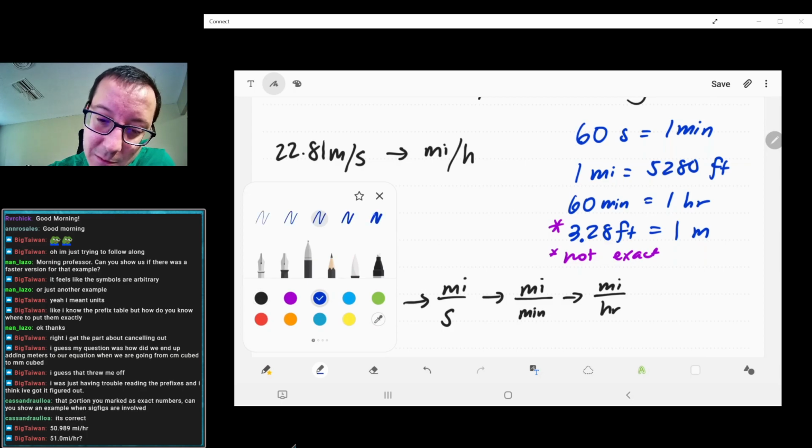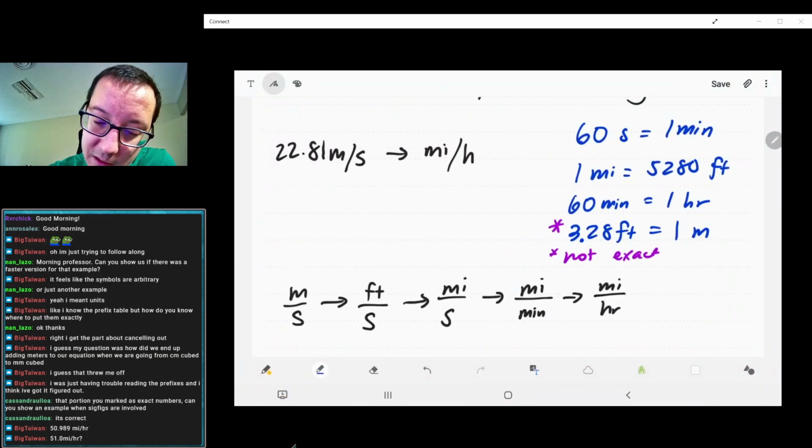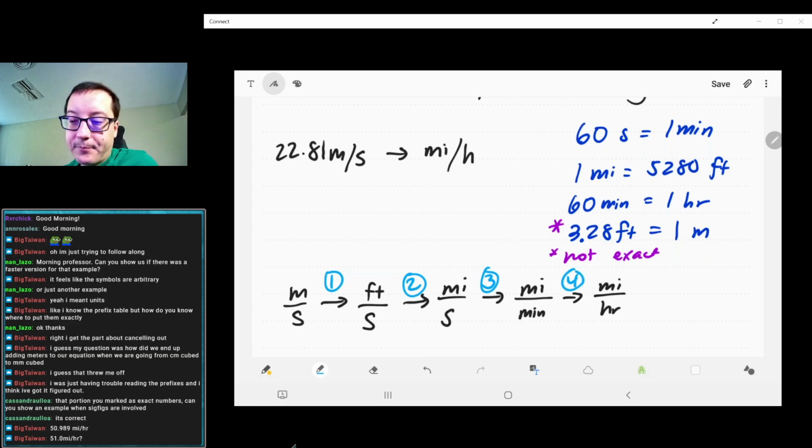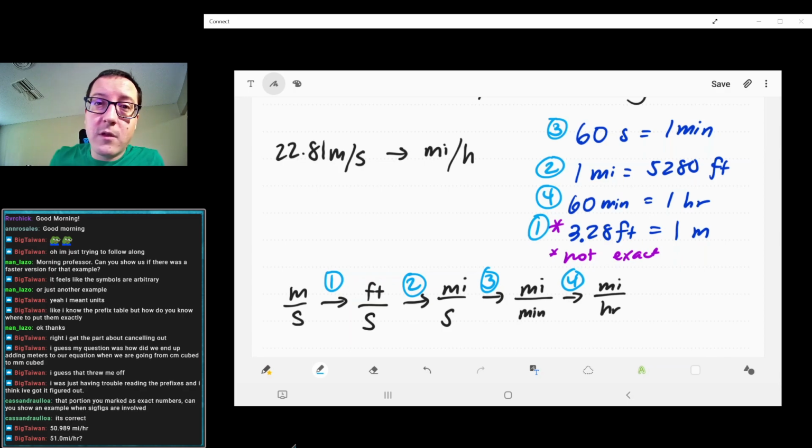And so, as you can see, we have 4 arrows. I have to use light blue this time just so we're not all using the same colors. Okay. 4 arrows means 4 conversion factors. Our first conversion factor is between meters and feet. Our second one is between feet and miles. Our third one is between seconds and minutes. And our fourth one is between minutes and hours. So those are the conversion factors we're going to be using here. And so all we have to do is throw those in there in the correct placement, and we'll have figured out the problem.